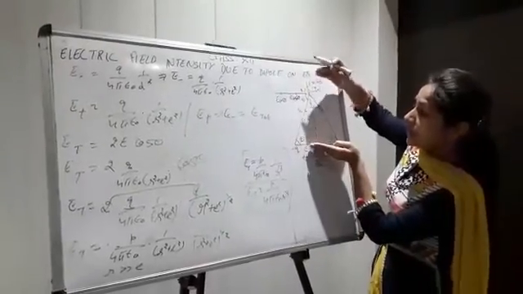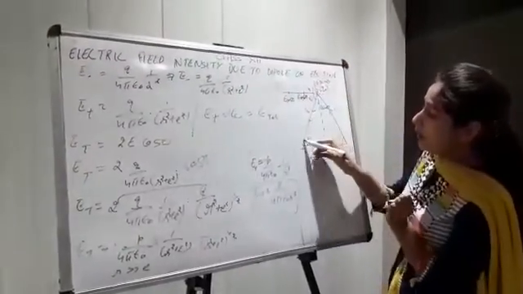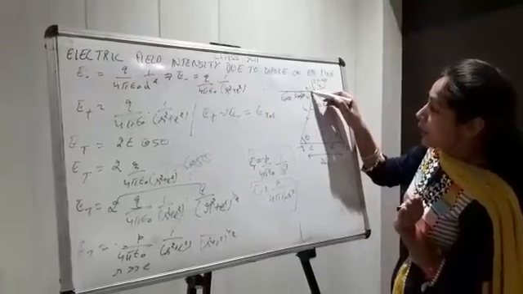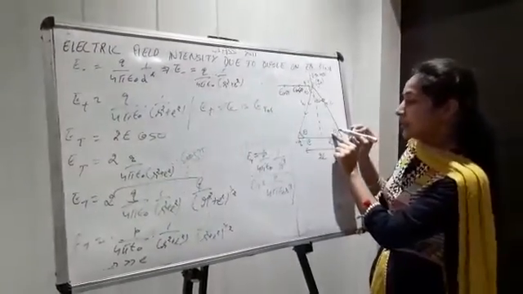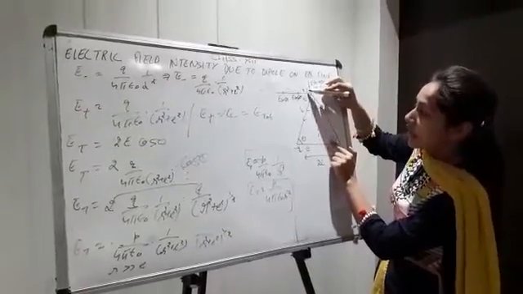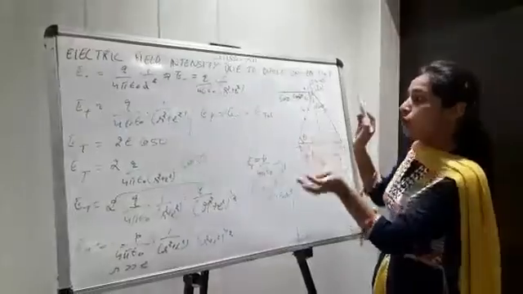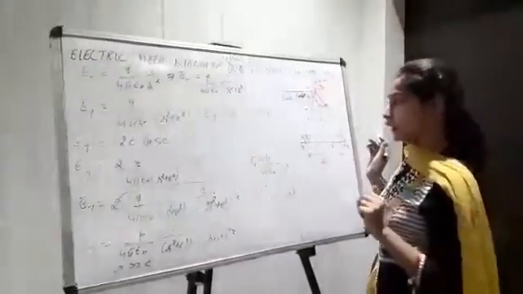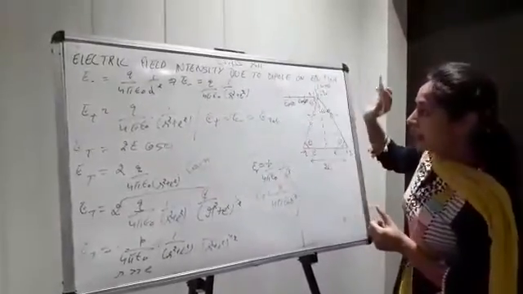As you can see, these two lines are parallel. If these two lines are parallel, this is angle theta, and that will also be angle theta because of alternate angles. Same, this is angle theta, and here also we can take angle theta because of corresponding angles. So do you understand how we have marked the angle theta?